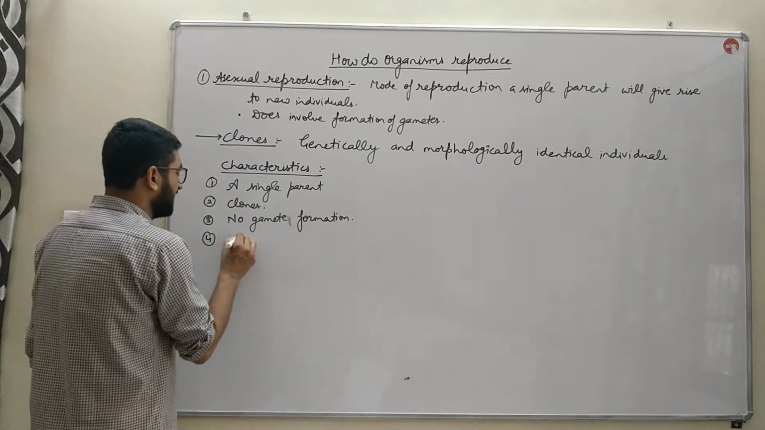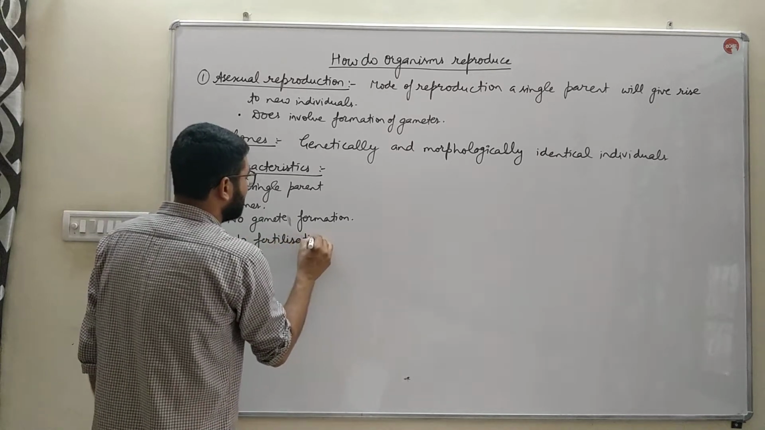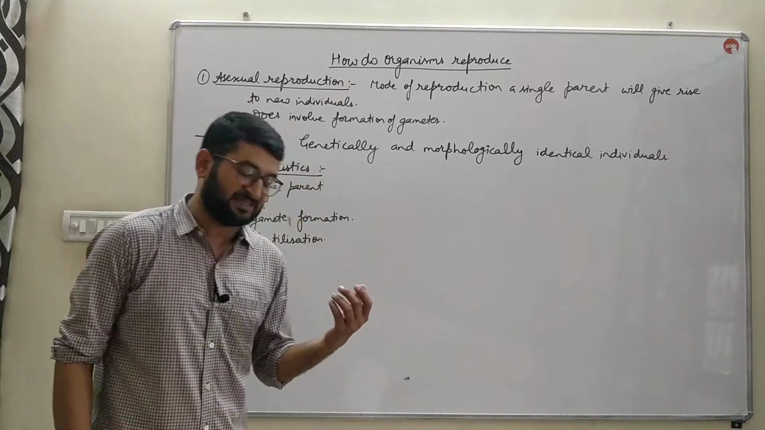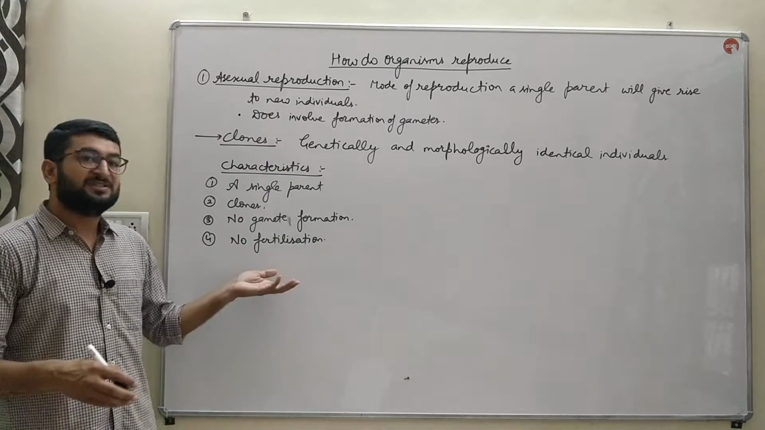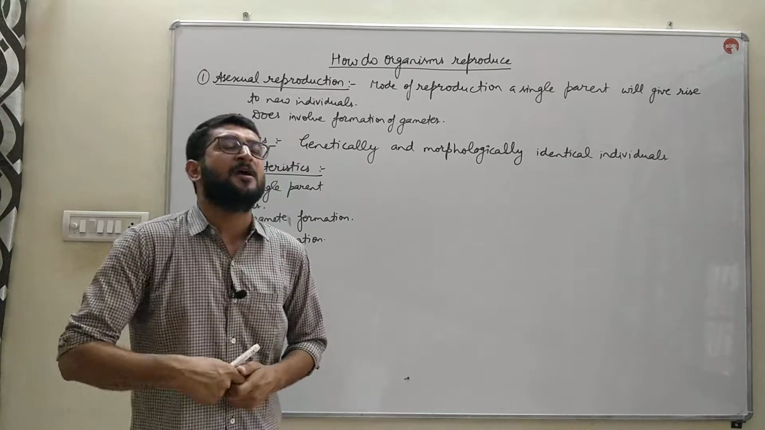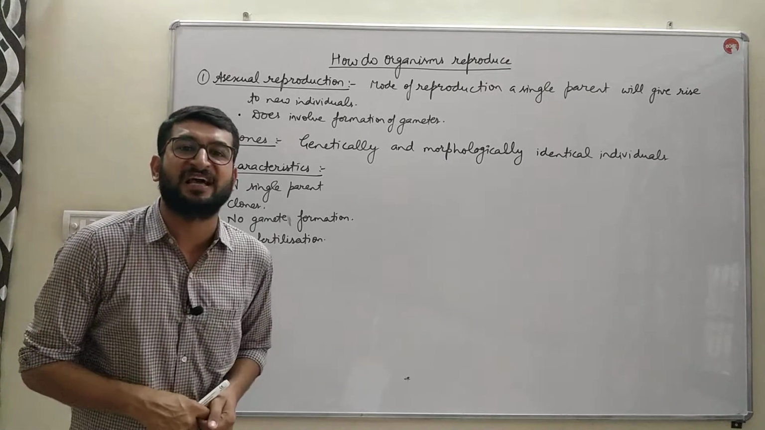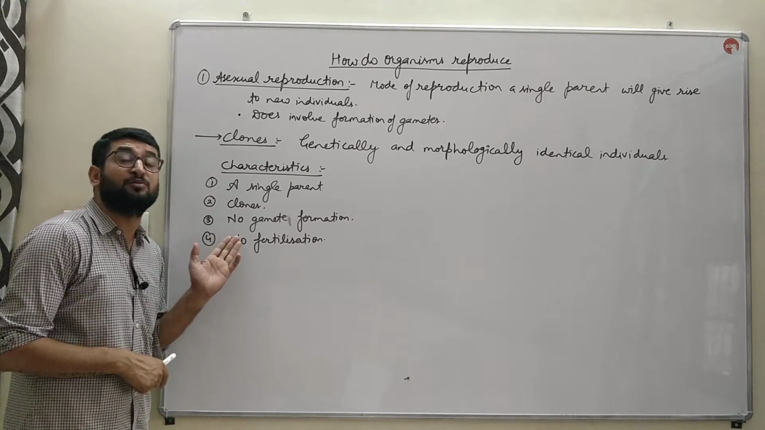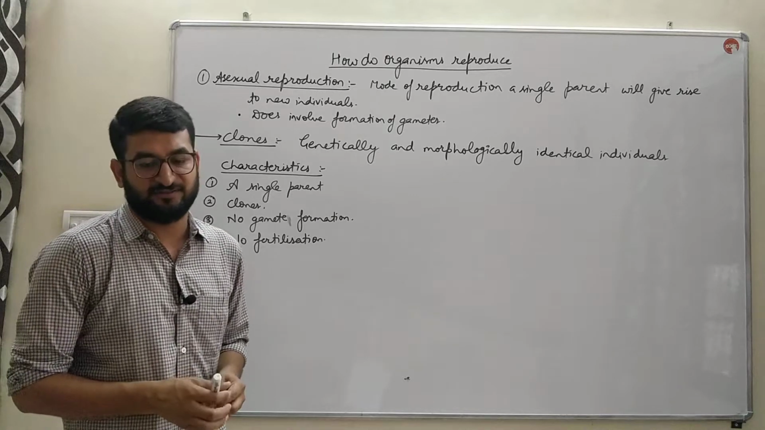Fourth, if there are no gametes, that means no fusion of gametes takes place. That means no fertilization occurs. As in your previous classes, like in 8th, you must have studied about fertilization, we'll discuss it in this chapter as well. The fusion of male and female gamete, male and female sex cell, to produce a zygote is known as fertilization. And if no gamete formation takes place in asexual mode of reproduction, that means no fertilization takes place.